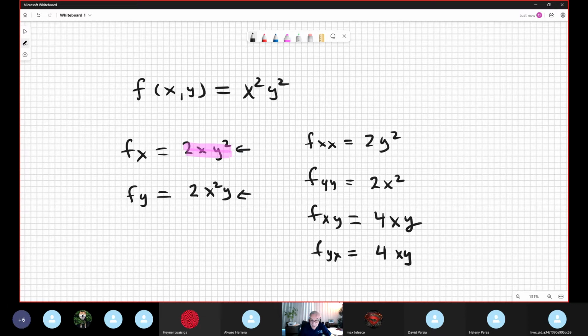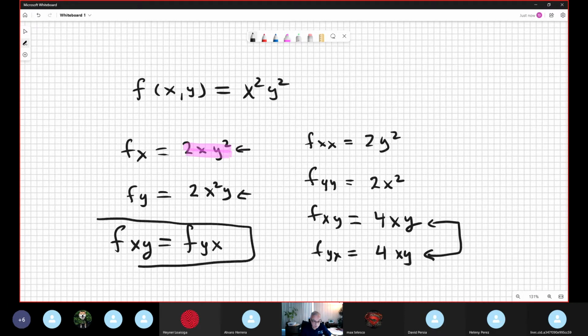So you put it in alphabetic order. Notice, it's no coincidence. It's a fact. Always the partial derivative is totally independent of the order. You are doing differentiation in different order. This is a theorem. It's a fact. Okay? Cool.